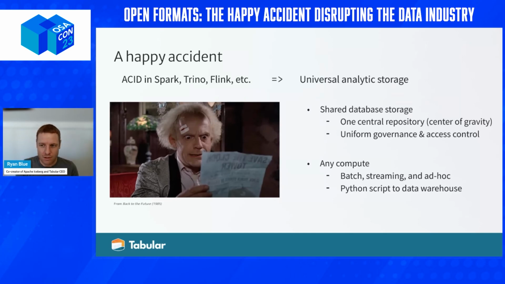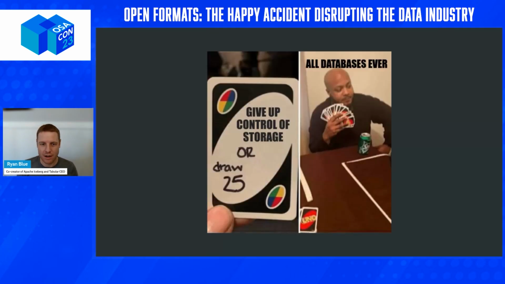So number one, you can have one central repository or center of gravity. You don't need to copy data from Snowflake to Redshift or vice versa. You can actually have data sets that are accessible to both at the same time. The next thing is you can bring any compute that you want. It supports batch, it supports streaming, it supports ad hoc, and you can have any client from a Python script all the way through a data warehouse.